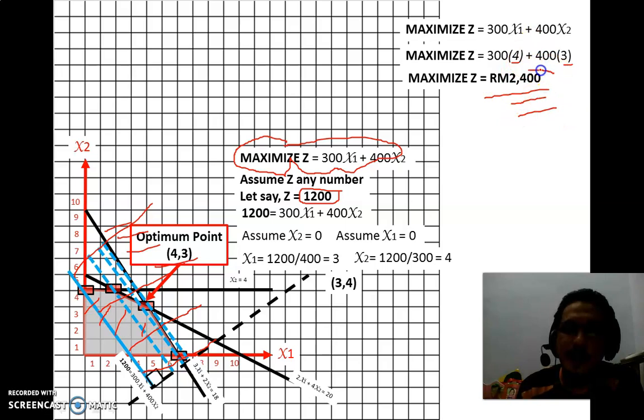Alright, understand? Now you can try the other exercises in the lecture notes. So this is the maximization problem of linear programming. See you again on the next subchapter of linear programming, which is the minimization problem.